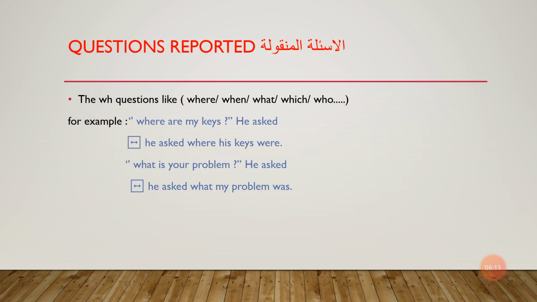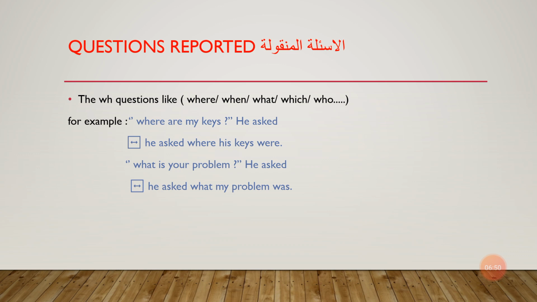بالنسبة للأسئلة المنقولة, questions reported, عندنا جوج ديال أنواع ديال reported questions. أول نوع اللي هو the WH questions اللي هما where, when, what, which, who. كيفاش كنتعاملوا مع هاد الأنواع ديال WH questions؟ For example, عندنا: where are my keys, he asked. The WH question is where, okay? So شنو كنقولوا: he asked where his keys were.